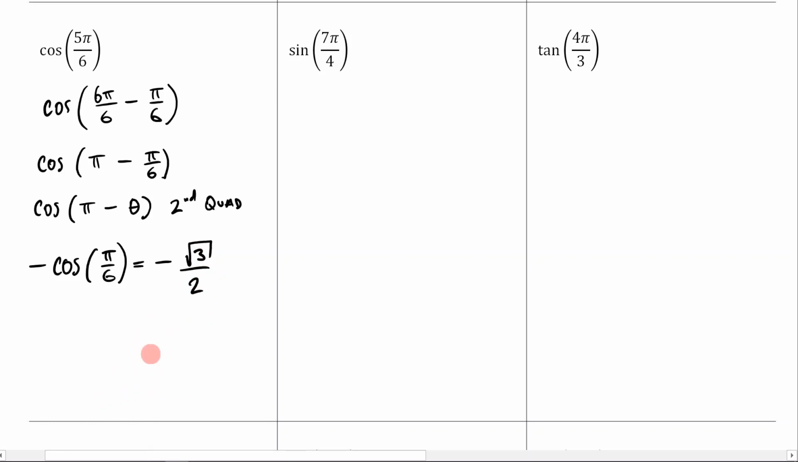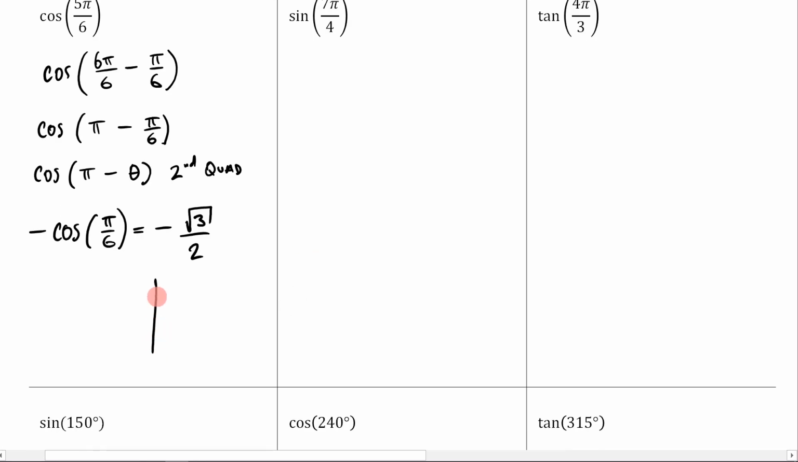I really struggle drawing these special triangles. Pi on 6 is not that one. It is the one up here, pi on 6. This is 1, this is the square root of 3, this is 2. Cos is adjacent over hypotenuse, this one over that one. That's how I got it.